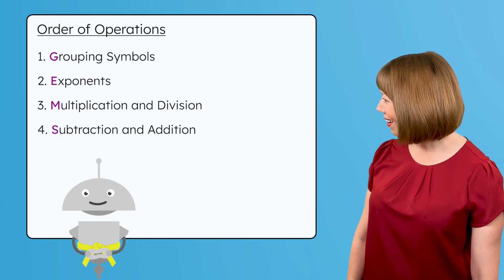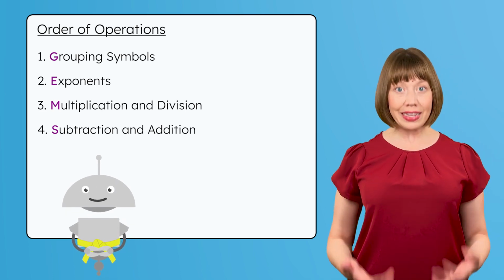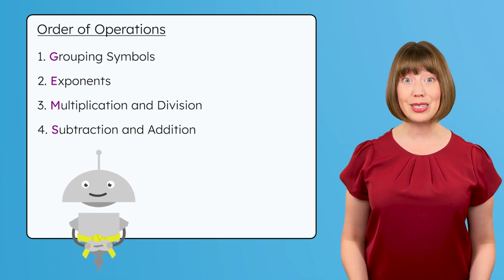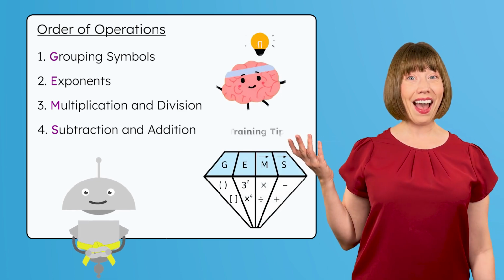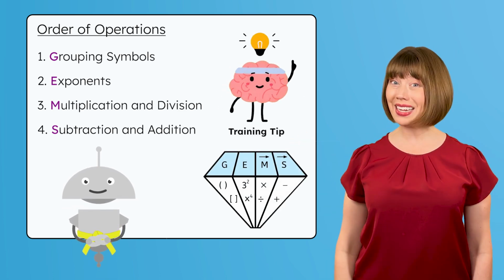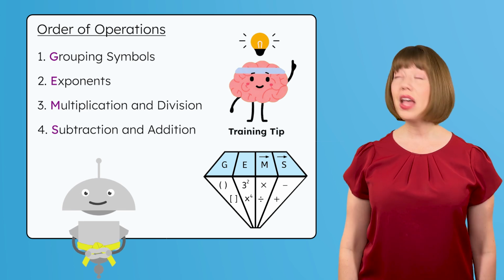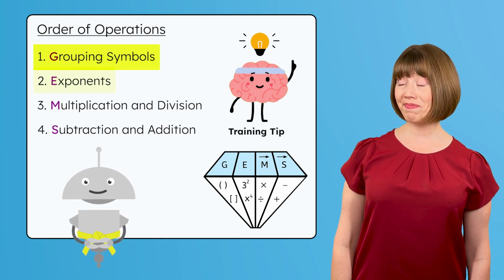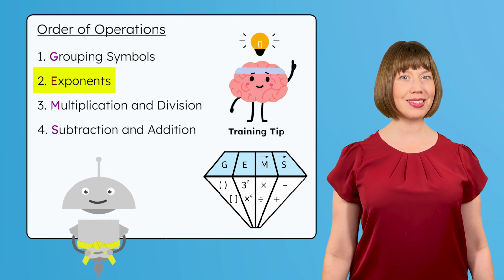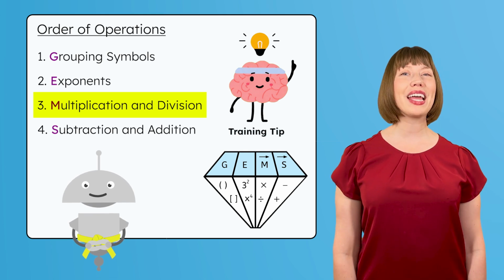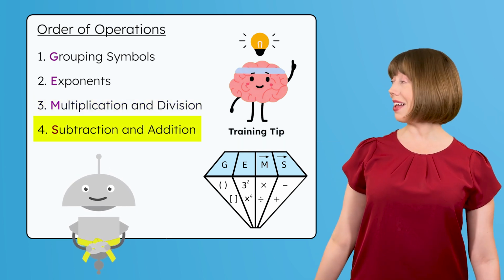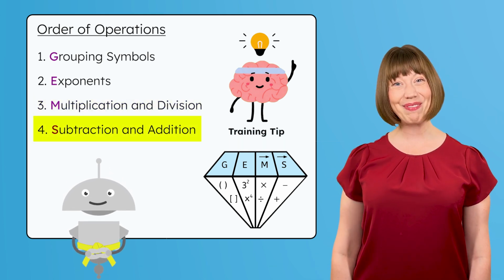You're right, Mia. The first letter in each step in the order of operations spells GEMS. That's a helpful training tip to remember the order. G for grouping, E for exponents, M for multiplication and division, and S for subtraction and addition.